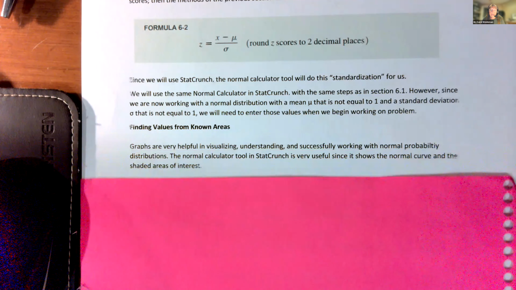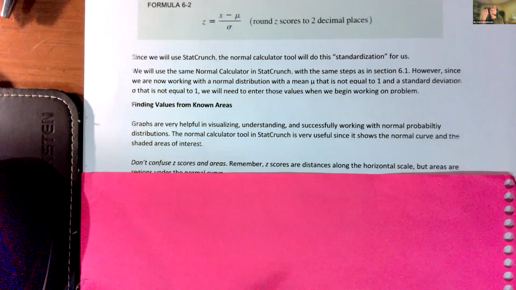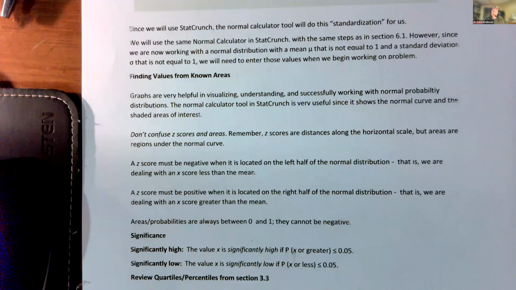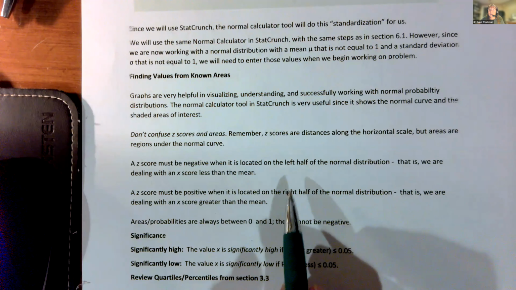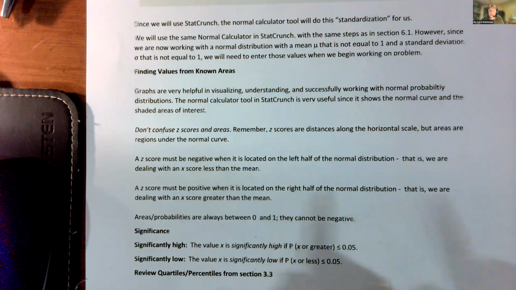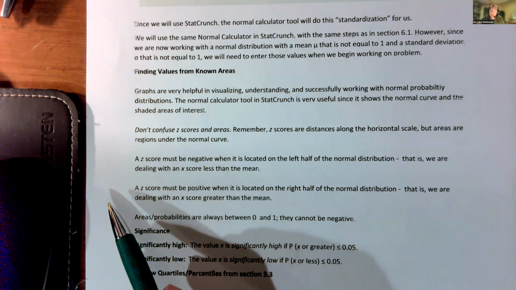Okay, so again, we're going to use these. I'm going to show you with the tool. The difference is going to be this time, you're going to enter the mean and standard deviation given in the problem. The bottom part of the tool will work the same way that we just went over. Again, don't confuse your z-scores and your areas. Z-scores are distances along the horizontal axis, but areas are the regions under the curve. They're the probabilities. A z-score is negative if it's on the left side of the normal distribution.